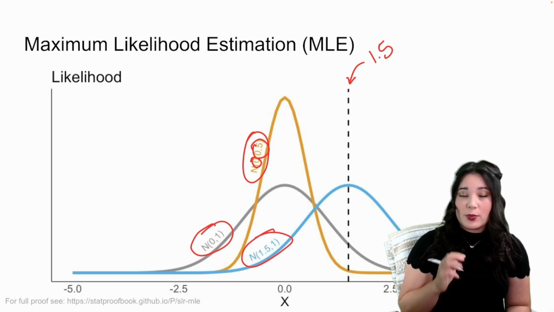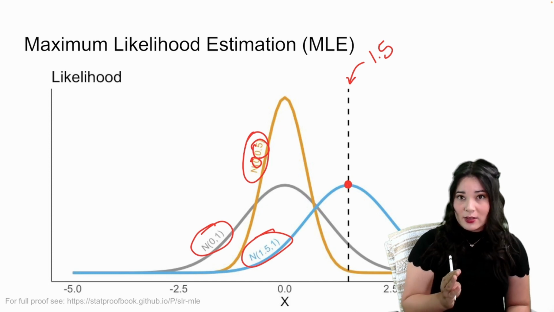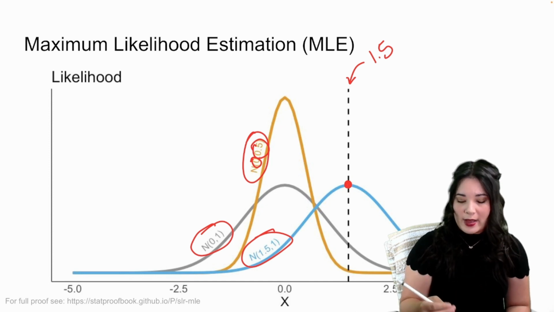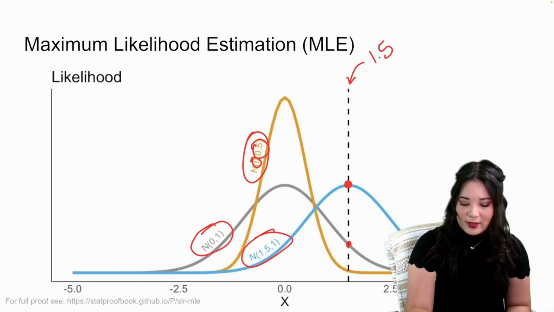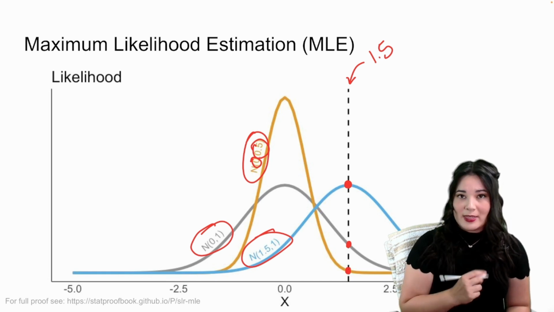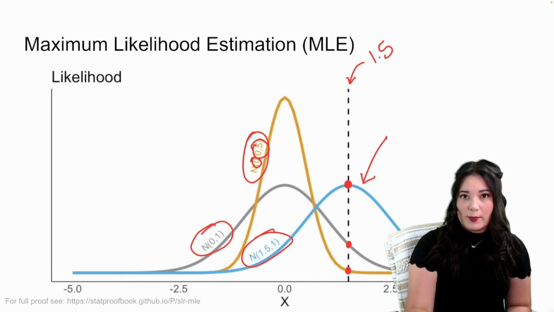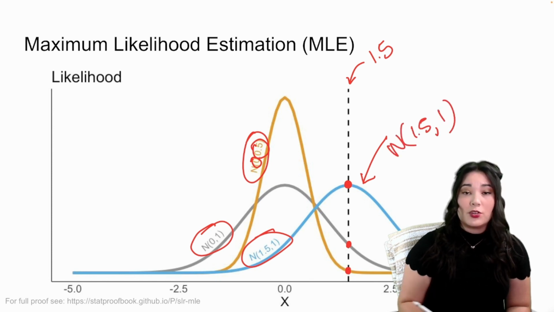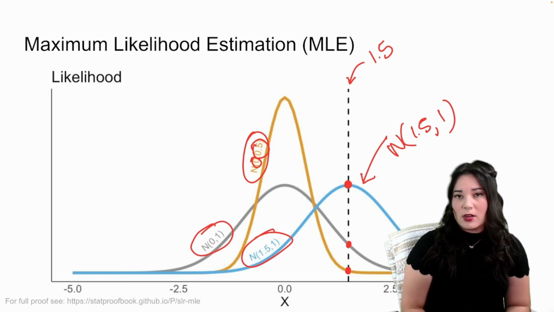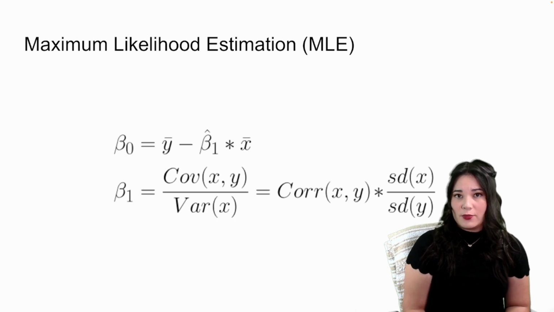For instance, here between our 3 distributions, our blue distribution here has the highest likelihood of seeing the value of 1.5. In fact, seeing a 1.5 is pretty unlikely in this middle gray distribution and incredibly unlikely in this tall yellow one. So in order to maximize the likelihood of our data, we are going to choose this blue distribution. So we're going to pick the parameters 1.5, 1 as our normal distribution parameters to maximize the likelihood of our data 1.5. And that's essentially what we're going to do with maximum likelihood estimation for our linear regression.